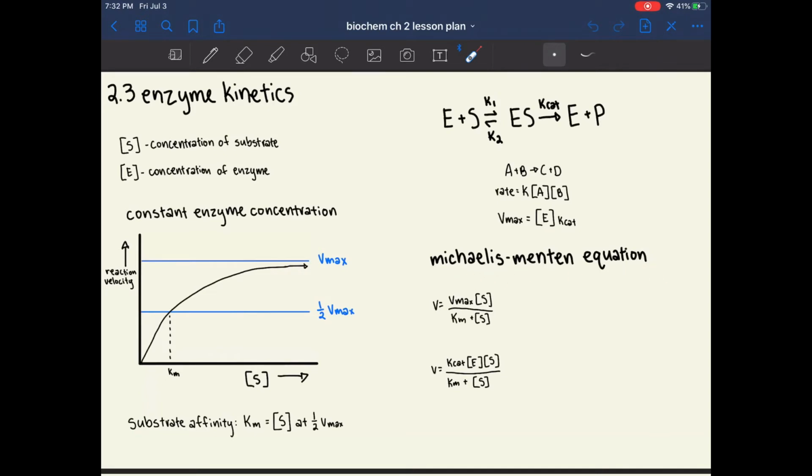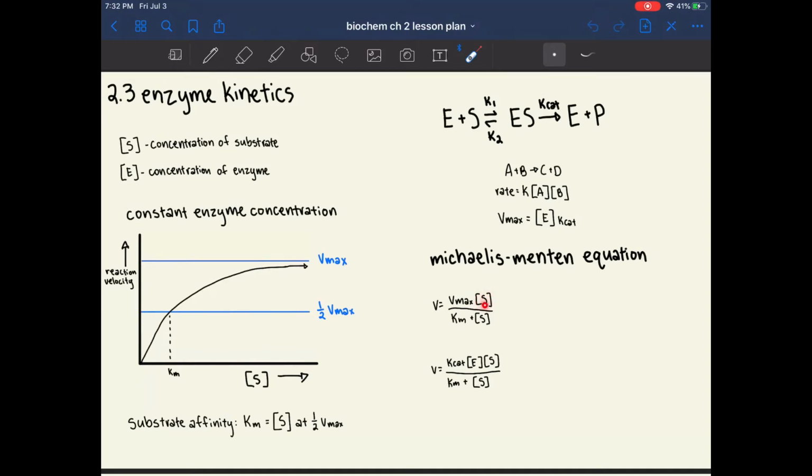The Michaelis-Menten equation is the equation we use to find the velocity at any concentration of the substrate. The Michaelis-Menten equation is Vmax times the substrate divided by Km plus the concentration of your substrate. This makes sense because if we have no substrate, then you would have 0 as your velocity.